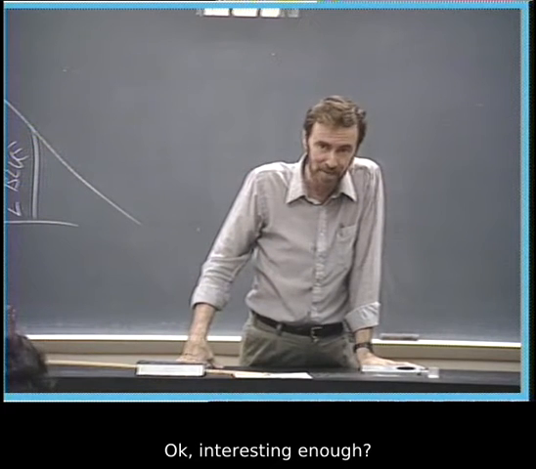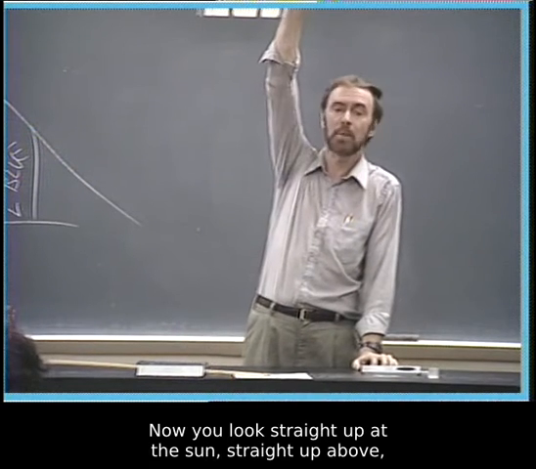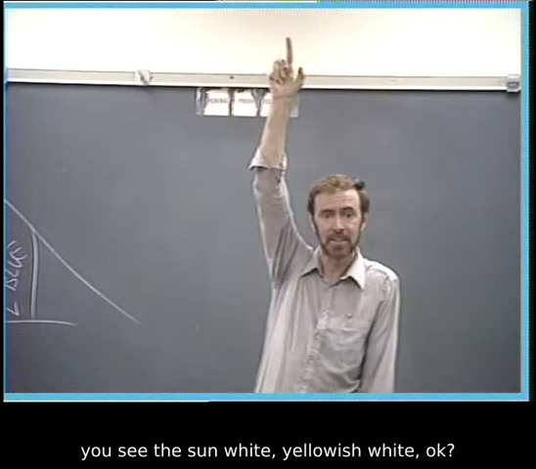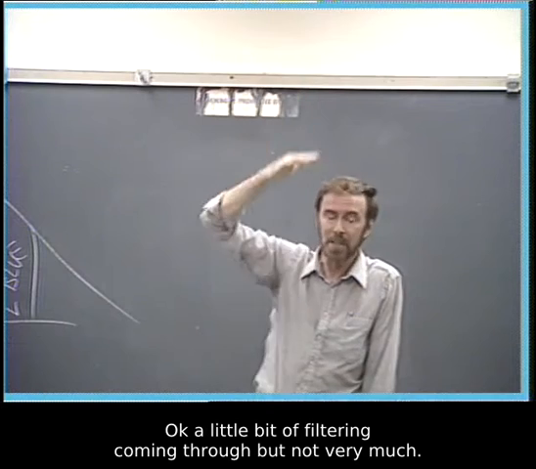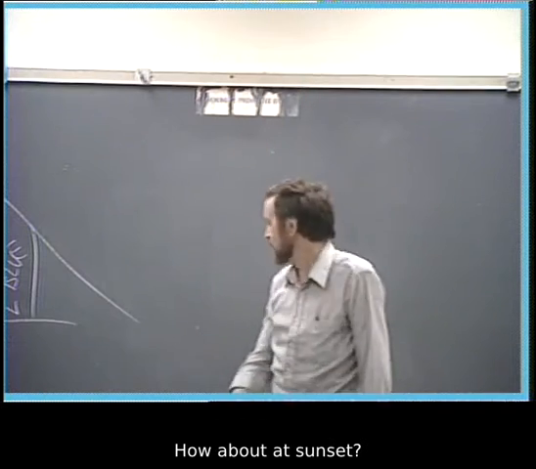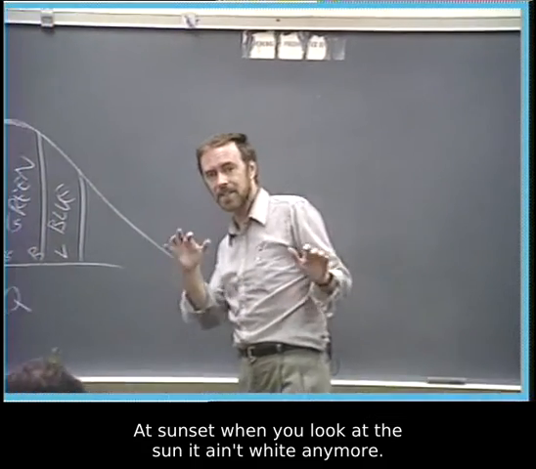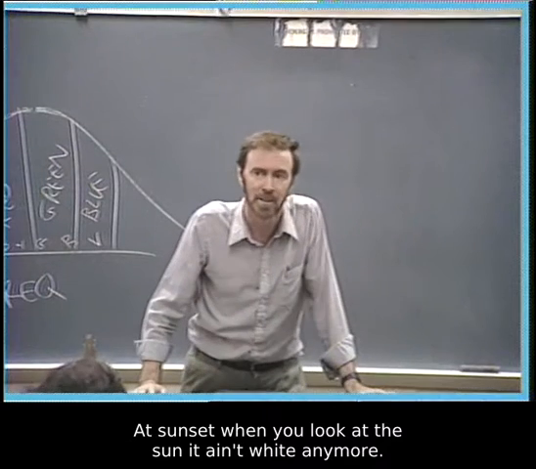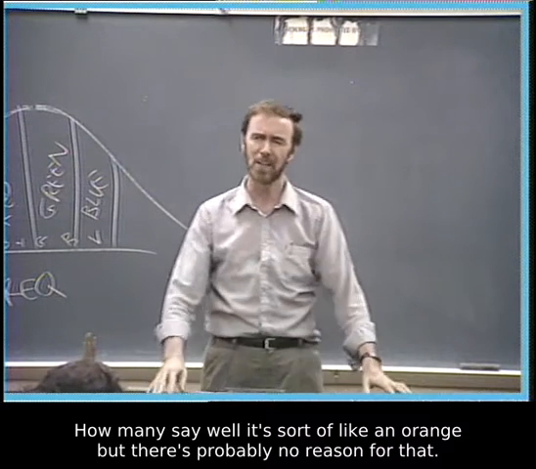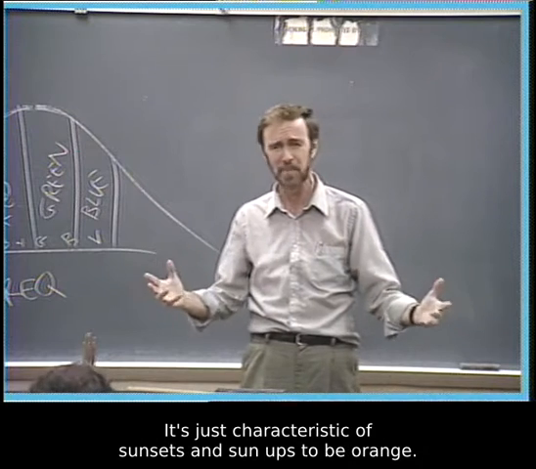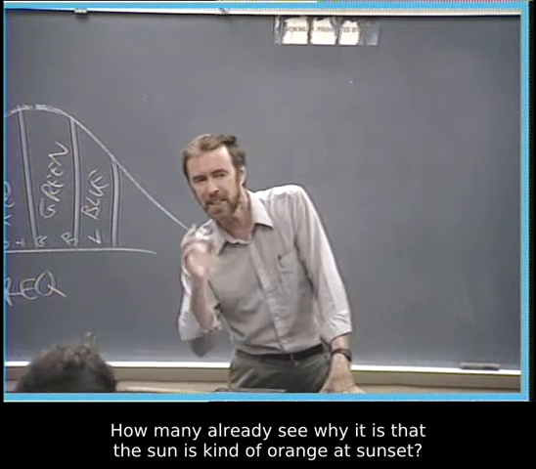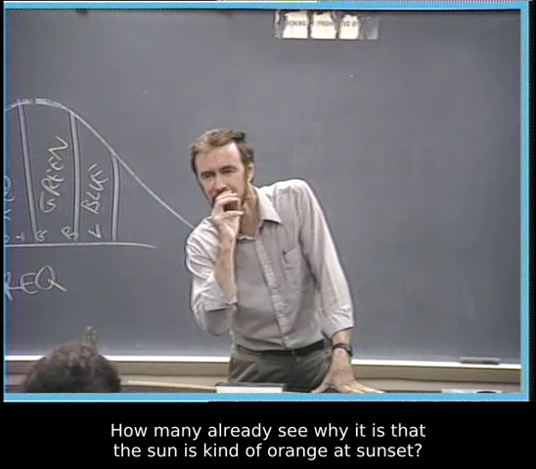Okay? Interesting enough? Now, you look straight up at the sun, straight up above. You see the sun white, yellowish white. Okay, a little bit of filtering coming through, but not very much. How about at sunset, gang? At sunset, when you look at the sun, it ain't white anymore. How many say, well, it's sort of like an orange, but there's probably no reason for that. It's just characteristic of sunsets and sunups to be orange. How many already see why it is that the sun is kind of orange at sunset?